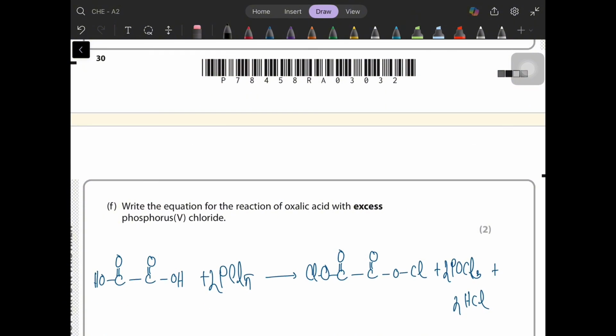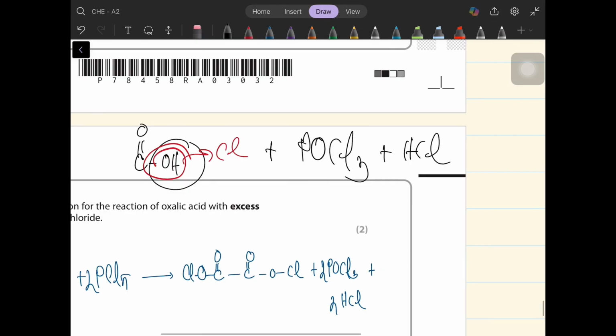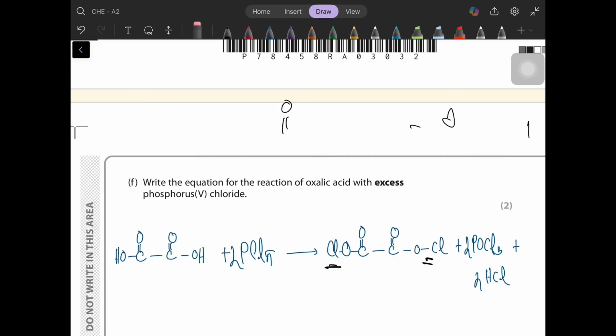Write an equation for excess phosphorus pentachloride with the acid, okay, right? So this was a carboxylic acid, and we use PCl5 to test for the OH group. So PCl5 removes the OH and Cl gets added on, and then we have some common stuff that you have to memorize: POCl3 plus HCl. So here that is what I have done. I have replaced this OH with Cl, and yeah, I get POCl3 plus HCl, and HCl gives misty fumes, right? So basically you have to memorize this equation, right?